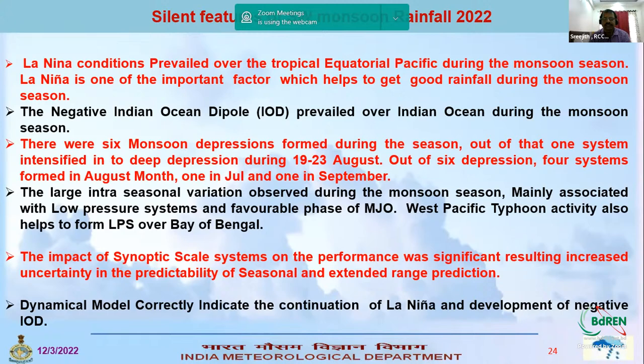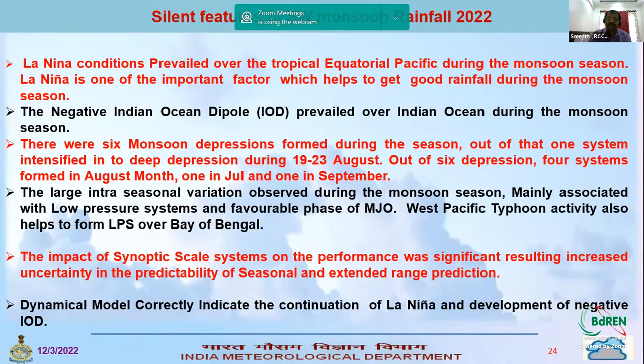There were six monsoon depressions formed during the season. Out of that, one system intensified into a deep depression from 19th to 23rd August. Out of six depressions, four systems formed in the month of August, one in July and one in September. Large intra-seasonal variation was observed during the monsoon season, mainly associated with low pressure systems and the favorable phase of MJO. And the West Pacific typhoon activity also helped to form low pressure systems over the Bay of Bengal.